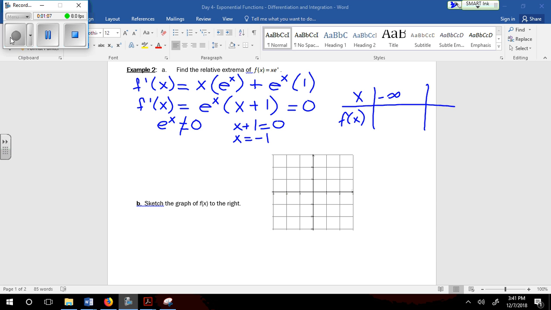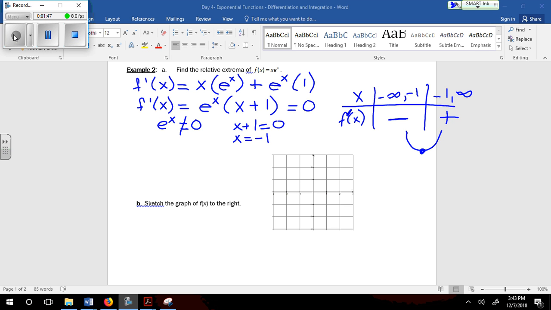So from -infinity to -1, I'm going to choose any value and plug it into my derivative, and it's going to be a negative value. And then from -1 to infinity, I'm going to choose a value and plug it into my derivative, and it's positive. And so what that tells us is that it's decreasing and then increasing. So there's going to be a minimum at x equals -1.